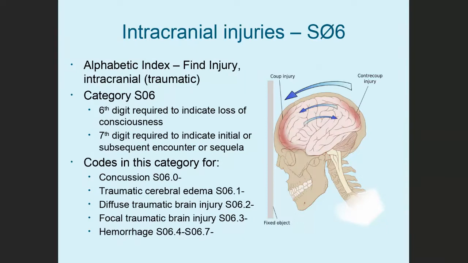Intracranial injuries. These are traumatic injuries such as concussions, cerebral edema, and hemorrhage. There's a list here of what's included in this. In the alphabetic index, find injury, intracranial, traumatic. So there's a sixth digit that requires loss of consciousness if it occurs, and if it did occur, for how long. And then, of course, you have the seventh digit for the encounter.